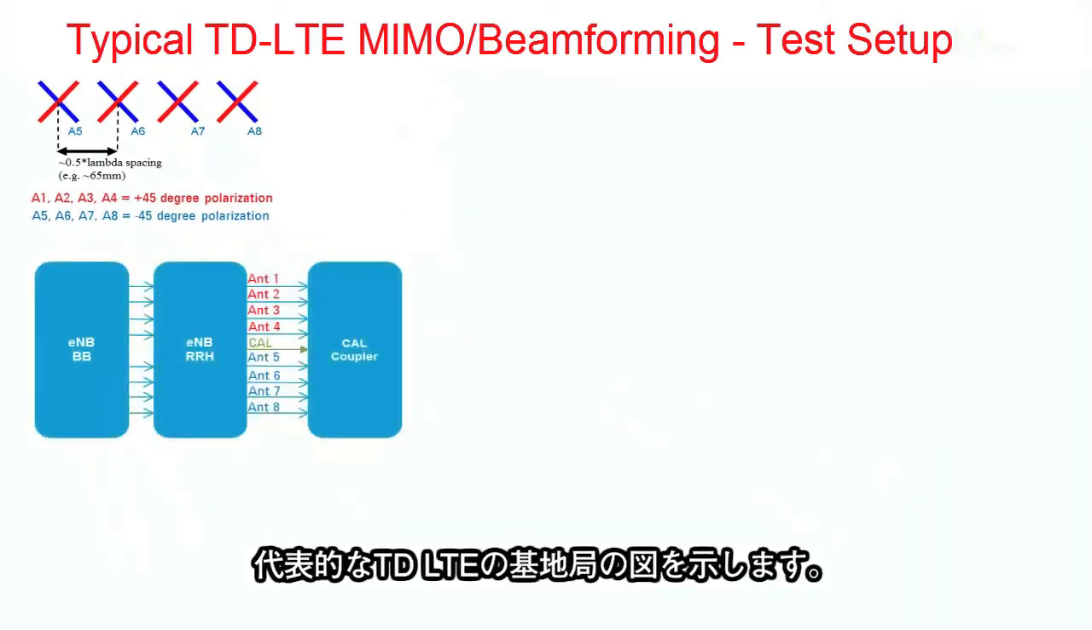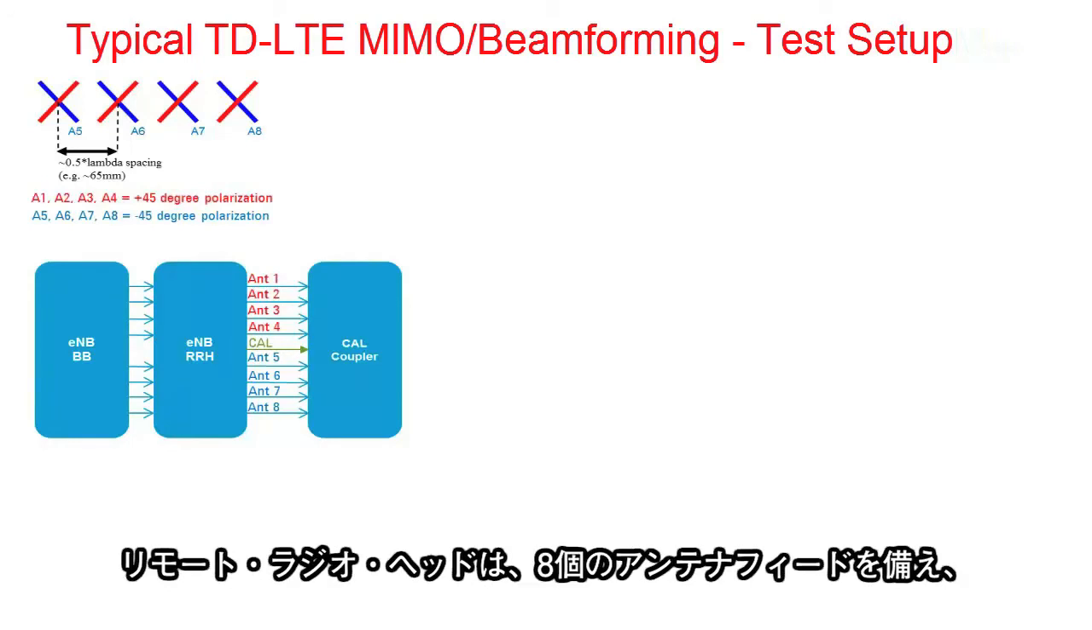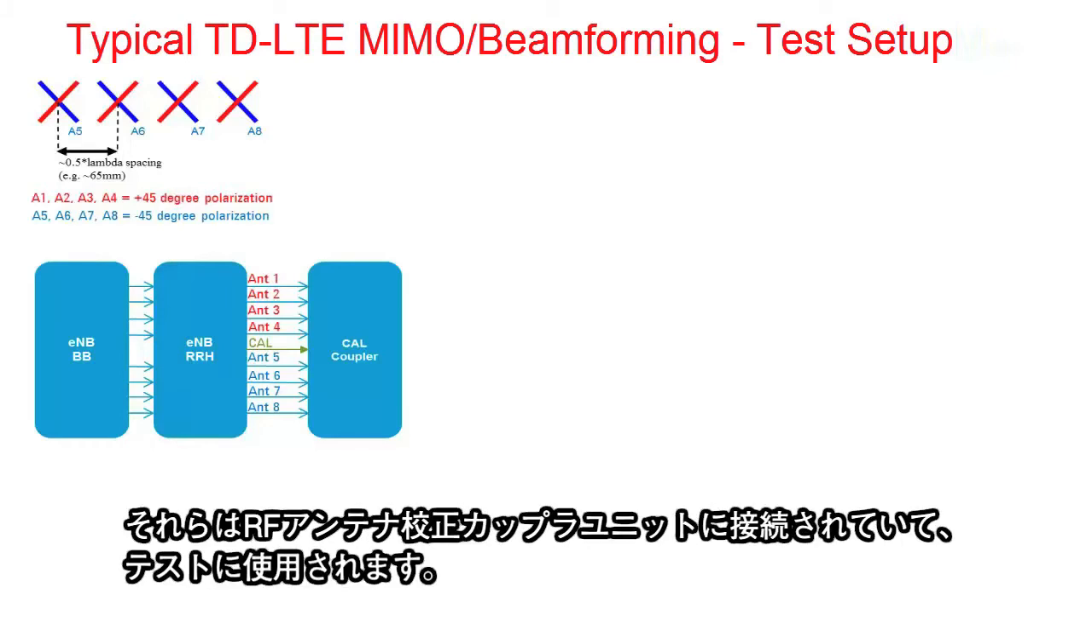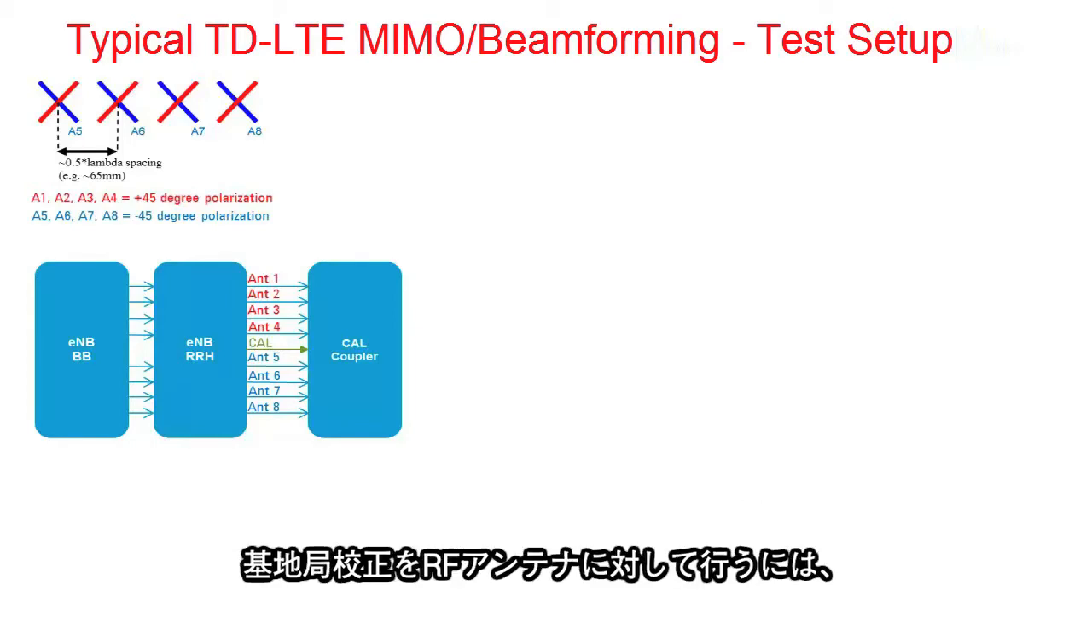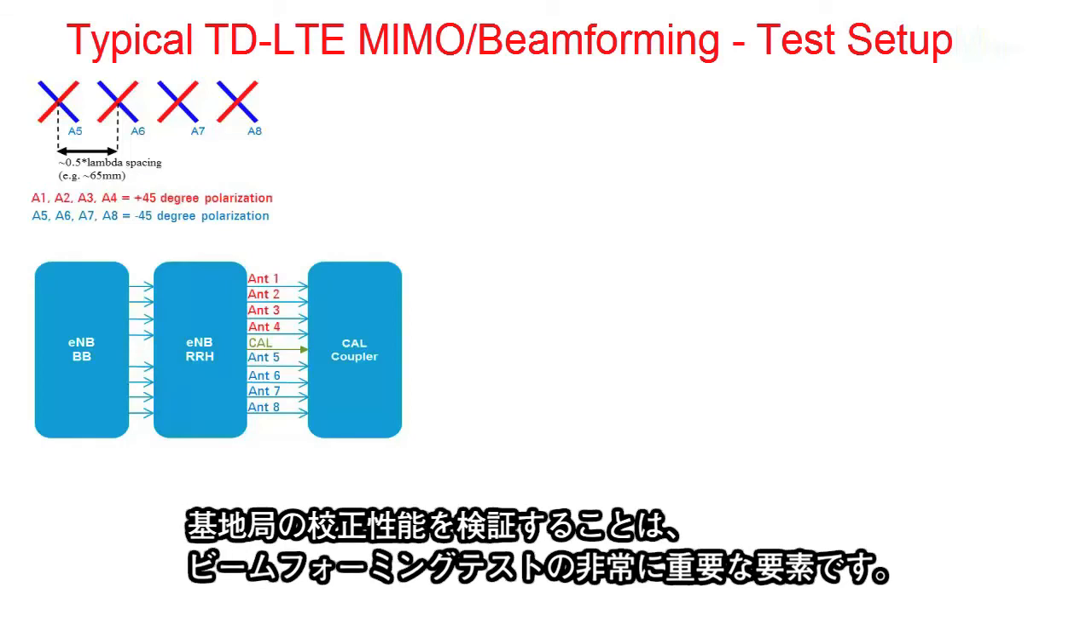A typical TD-LTE base station is illustrated, comprising an eNodeB baseband and remote radio head. The remote radio head provides 8 antenna feeds which are connected to an RF antenna calibration coupler unit for test purposes. Note that the base station calibration of the RF antenna is achieved using a dedicated calibration port connection between the remote radio head and the RF antenna calibration coupler. Verification of the base station calibration performance is a very important aspect of beamforming test.